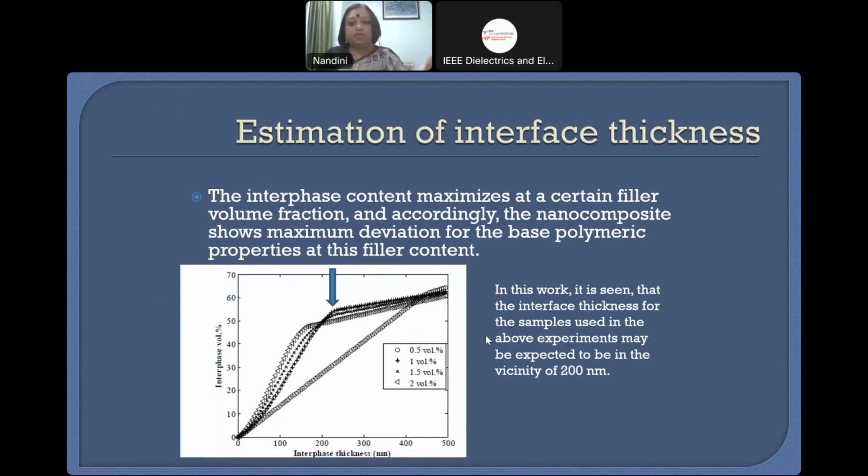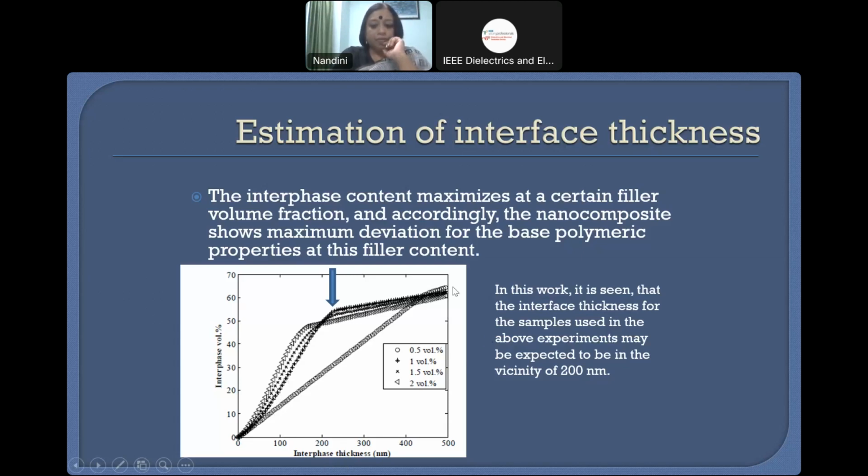So we cannot attribute this change in the trend to dispersion. So something must be happening. And if we assume that this is because at 1% you have the maximum interfacial region, then if you look at this, this is only possible if you have an interfacial thickness of 200 nanometers and higher, because only at 200, so if you see 1 volume% does not have the maximum interfacial volume unless we assume an interface thickness of 200 nanometers and higher, when that is the highest curve.